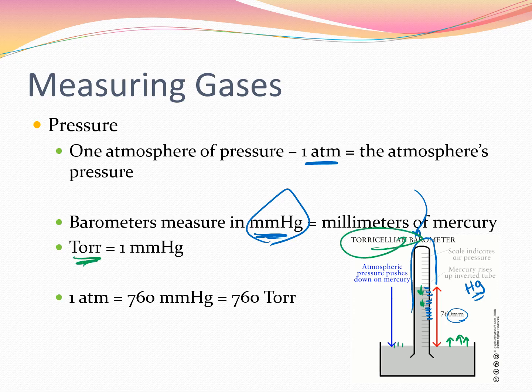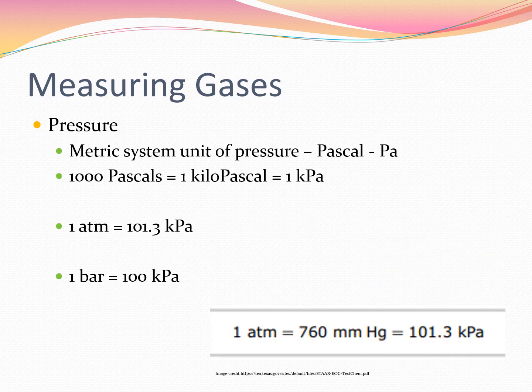Torricelli was the guy who invented this barometer, and so sometimes we refer to millimeters of mercury as torr. They're the same thing. 1 millimeter of mercury is equal to 1 torr because Torricelli invented barometers with millimeters of mercury. So 1 atmosphere of pressure, that pressure of Earth's atmosphere at sea level, is equal to just about 760 millimeters of mercury. Earth's atmosphere will push the mercury up the tube 760 millimeters tall. That'll be the same thing as 760 torr. So we can measure our pressure in atmospheres or in millimeters of mercury or in torr. But wait, there's more.